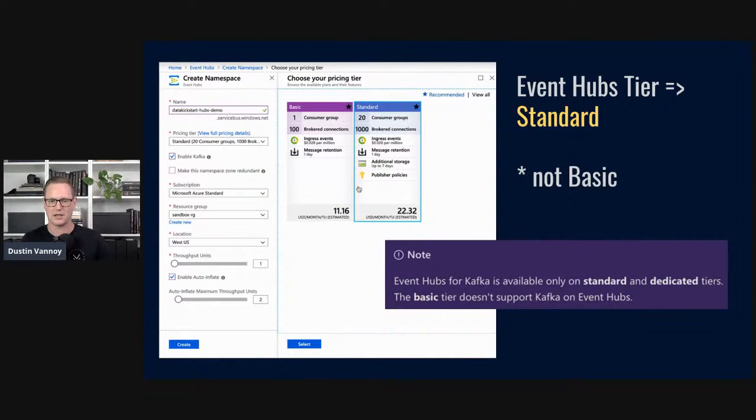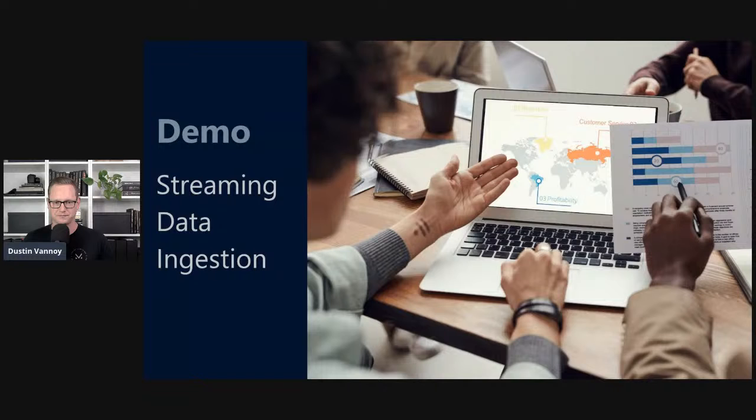If you want to do what I'm doing where you use the Kafka APIs with event hubs, then you would need to make sure you don't set up the basic tier. You need to set up the standard tier. And I make that mistake every time I redo this.